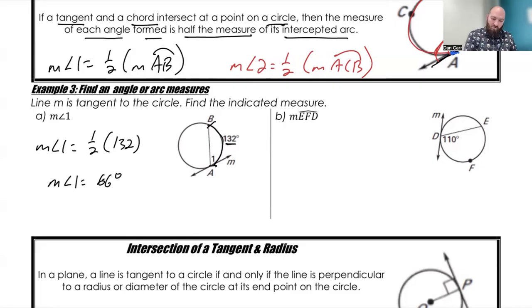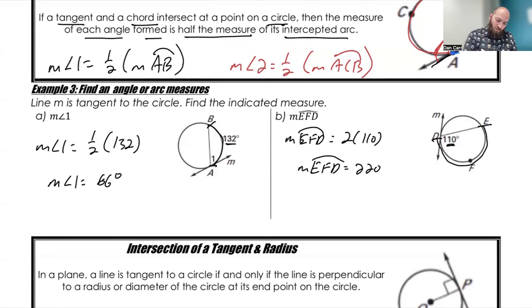Okay. When I want to find EFD, that is related to the 110. So the measure of arc EFD is equal to 2 times 110. So the measure of arc EFD is equal to 220 degrees. That's it on that one.